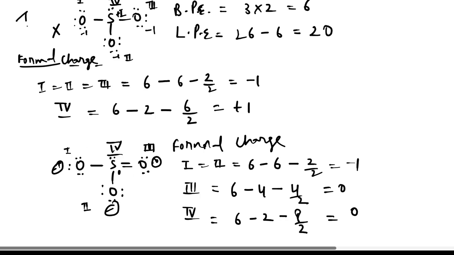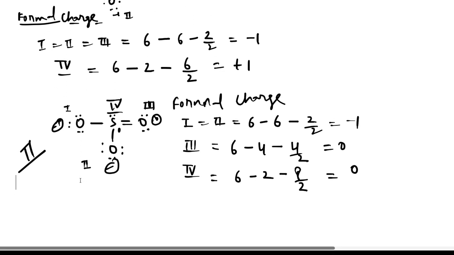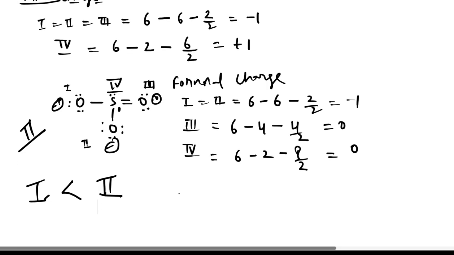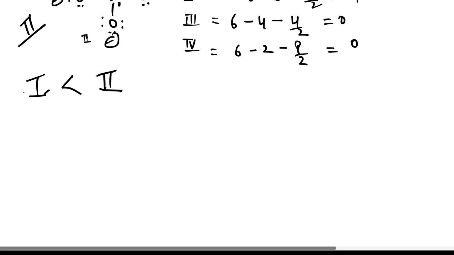So if I consider this as first and this as second, then the first structure is less stable as compared to that of the second. You will get to know about this with the help of certain rules that I have already explained in the formal charges. So I hope everything is clear till now. Let me just take one of the simplest examples to make it more clear.